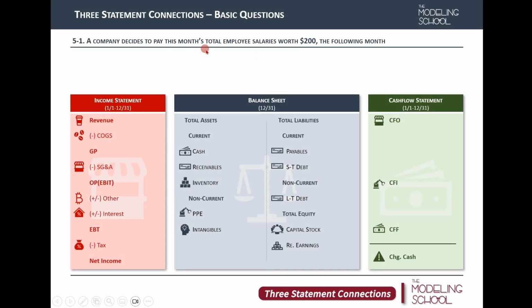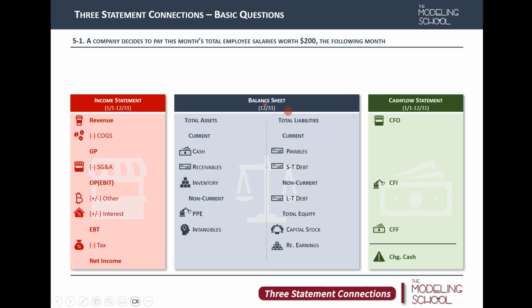Company decides to pay this month's total employee salaries, which was 200, the following month. So this happens in many countries, but there's not much to do, rather than just complain. It's one of the things that's very frustrating. So what happens from the company's perspective?